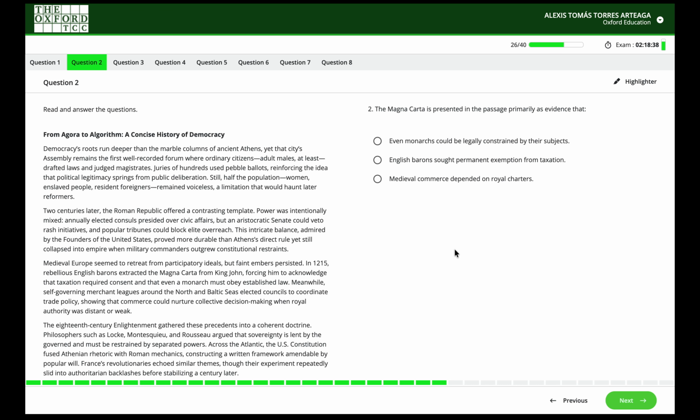The Magna Carta is presented in the passage primarily as evidence that even monarchs could be legally constrained by their subjects. English barons sought permanent exemption from taxation.